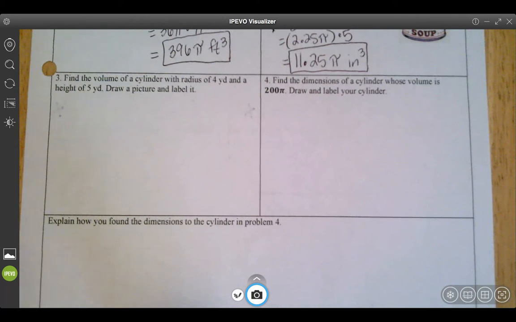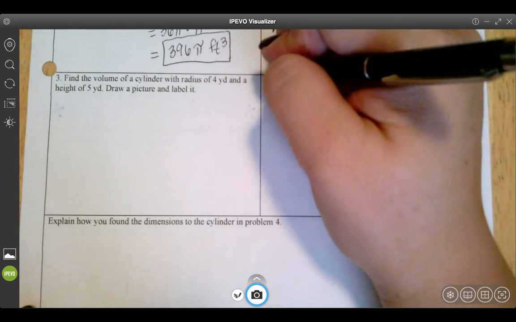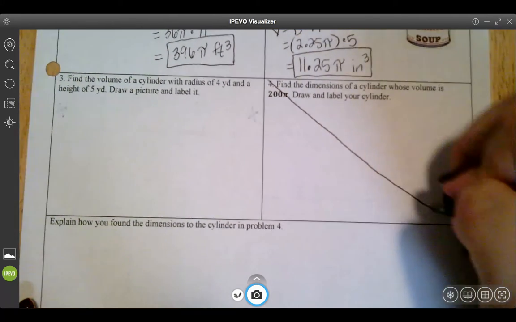For the next one, we're going to draw a diagram. We are not going to do 4.